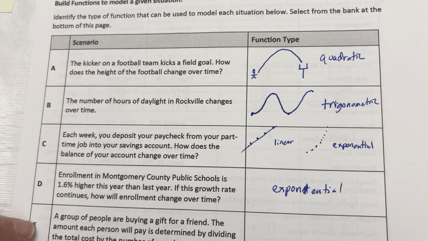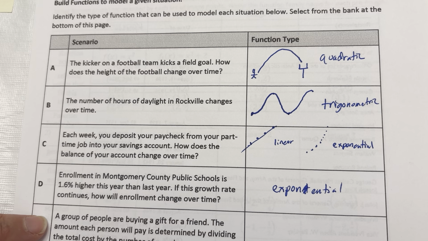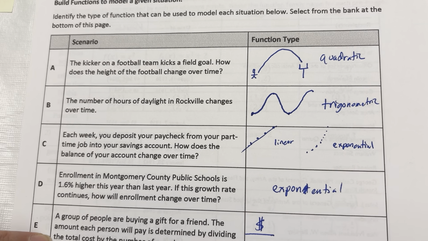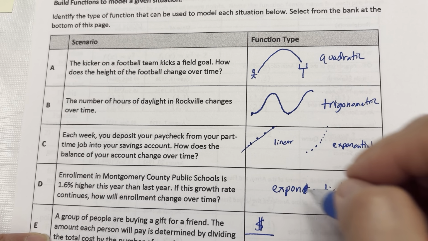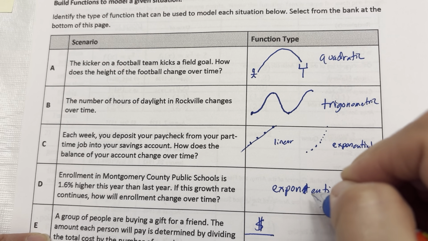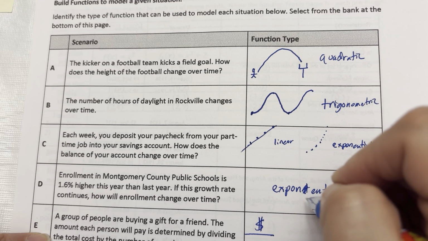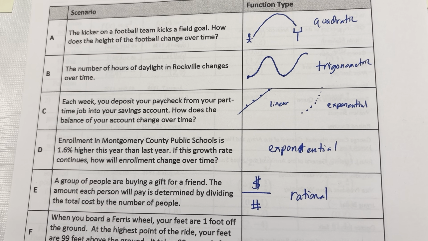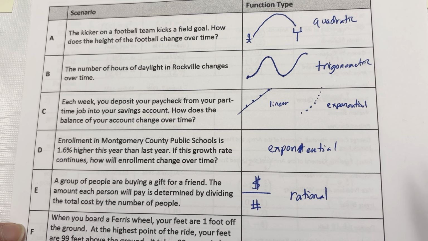I think that's right. A group of people are buying a gift for a friend. The amount each person will pay is determined by dividing the total cost by the number of people. Well, the cost isn't changing, but the number of people purchasing the gift is changing. So what we have here is a rational function. This is actually the first problem we looked at. Someone was buying a gift for a quinceañera, I think, and how much everyone was going to have to contribute.